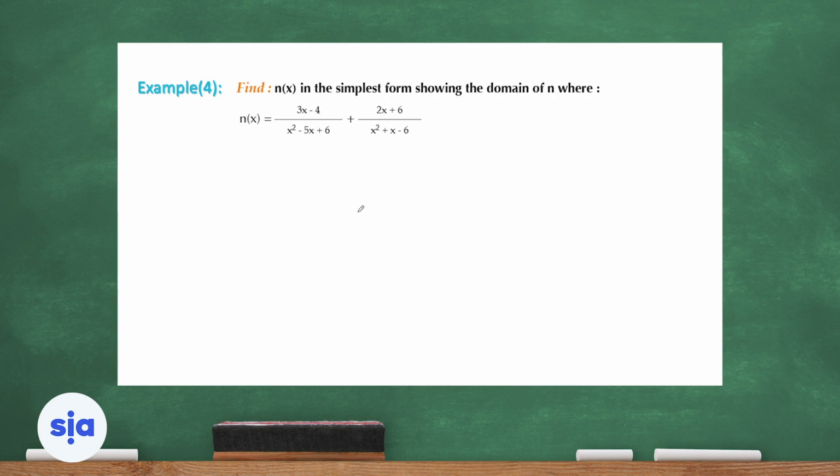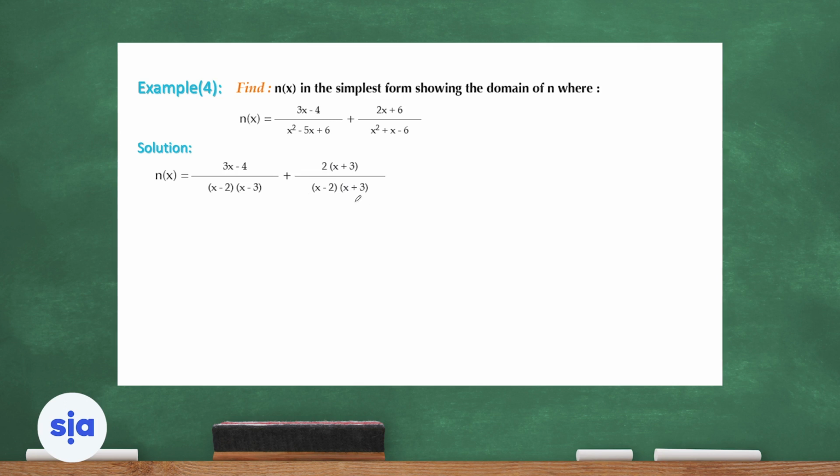In example 4, I have two fractions. The question is asking me to get their sum. So here, I need to factorize each of the expressions that can be factored. So this one is factored into x minus 2 times x minus 3, where here I can take 2 as a common factor over x minus 2 times x plus 3.